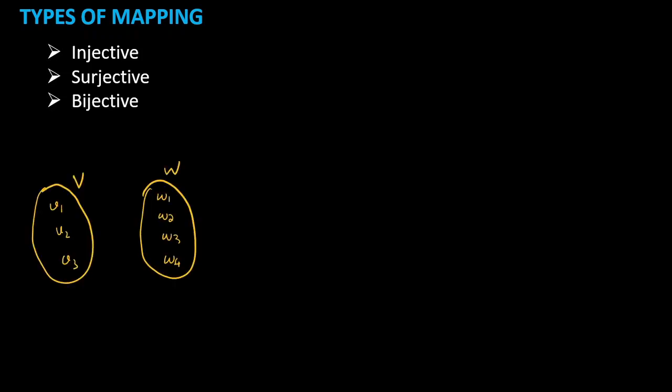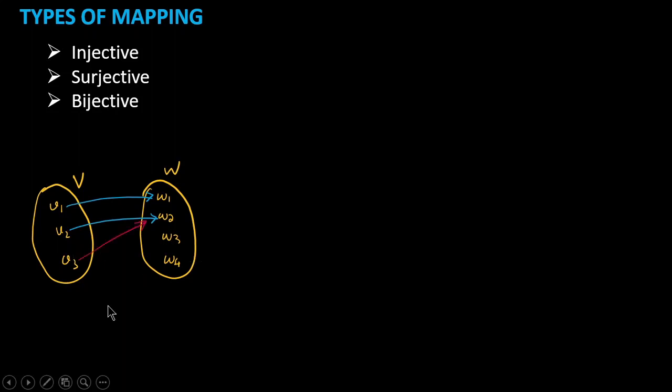And injective means, suppose we have two vector spaces V and W. In injective, when we map V1 or any vector from V to W, we will get only one image over here, and that image should be unique. Suppose V1 is mapped to W1 and V2 is mapped to W2. When we transform V1 to W, we get W1, and when we transform V2, we get W2. So these two are unique. V1 and V2 have unique images.